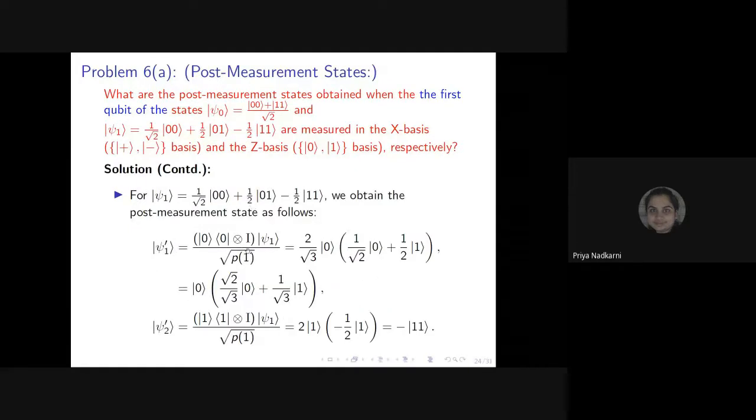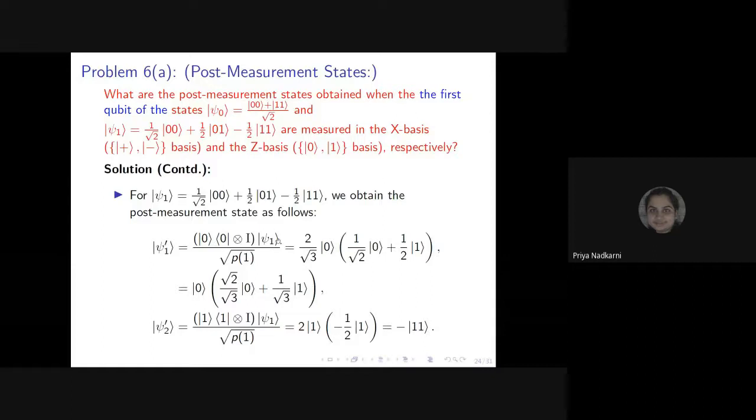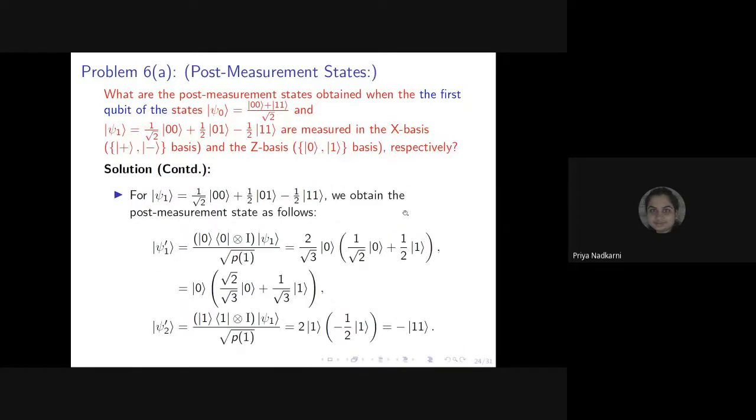Similarly, using the formulas before, as I mentioned, in psi 1 the second part has 1 over here, and because this has a projection of 0, the second part nullifies, and we just obtained the first part, and this is what we get with a normalization factor. So when the outcome is 0, this is the post measurement state, that is the first qubit is in 0, and the second qubit goes into a state root 2 by root 3 0 plus 1 by root 3 1. And when the measurement outcome is -1, the post measurement state is 1, and we get the second qubit to be in the state minus of 1.